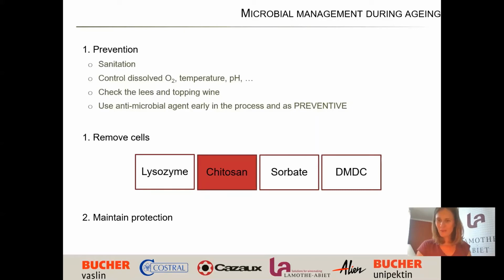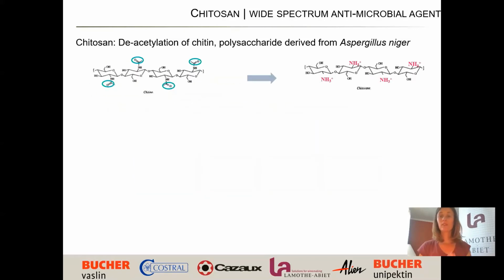So let's talk a little bit more about chitosan. Chitosan is a wide spectrum antimicrobial agent. It's made from the deacetylation of chitin, which in winemaking is a polysaccharide that comes from Aspergillus niger. Chitosan has been on the winemaking market for 5 or 6 years. It has been in the medical, cosmetic, and pharmaceutical markets for centuries.